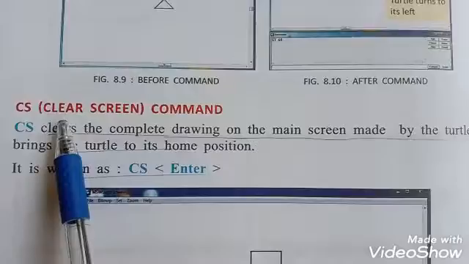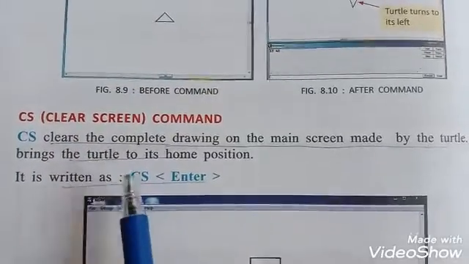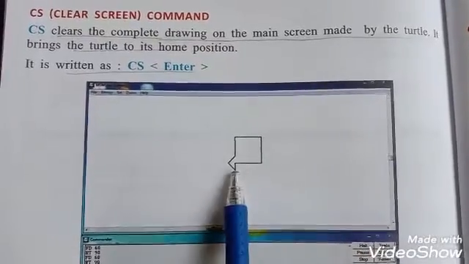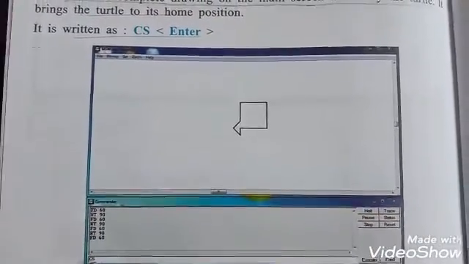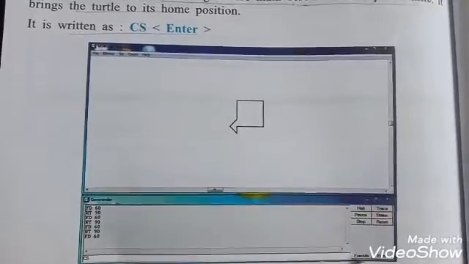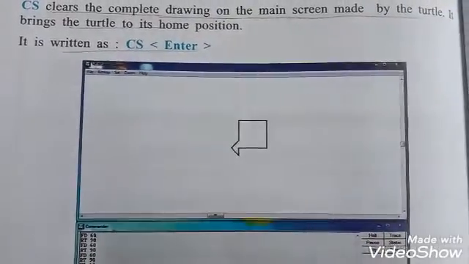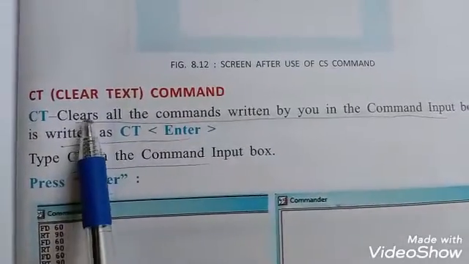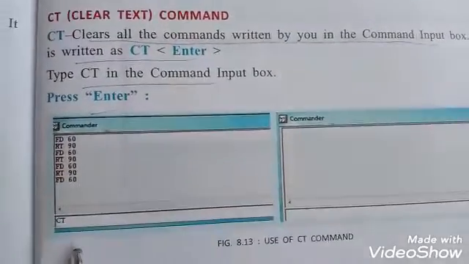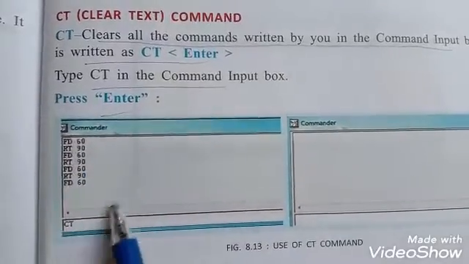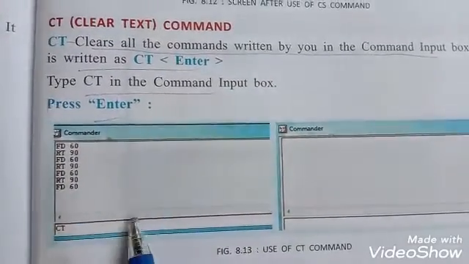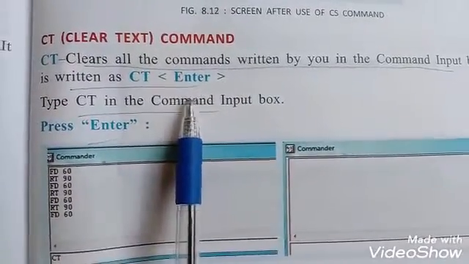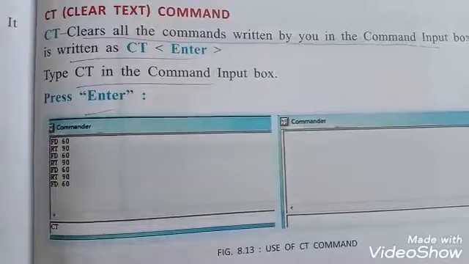Next one is CS. CS stands for clear screen. This command is used to clear the complete drawing on the main screen, which is made by the turtle. It is written as CS, then click on execute or enter to clear the screen like this. CT stands for clear text. It clears all the commands written by you in the commander input box. The syntax of this command is CT, then press the enter key to clear all the commands.